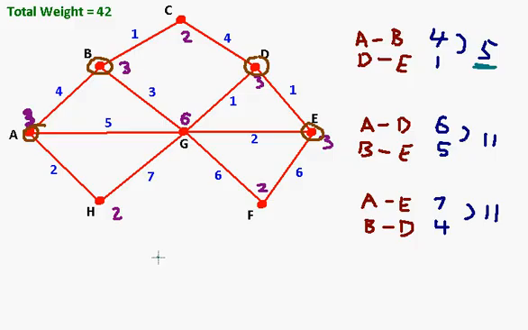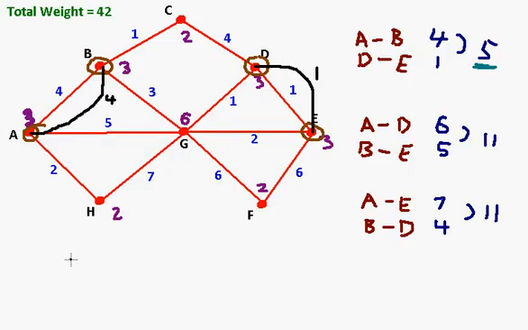So if I added these edges into my graph, A to B at 4 and D to E at 1, I've made my graph Eulerian, which means I can find an Eulerian cycle, a cycle that will traverse every edge precisely once.